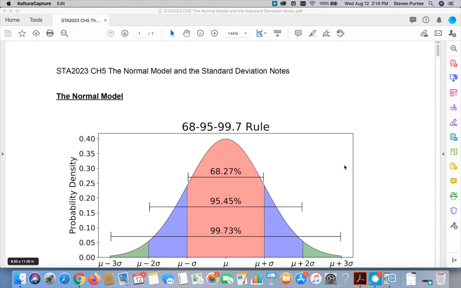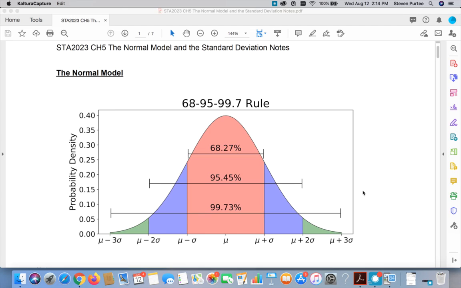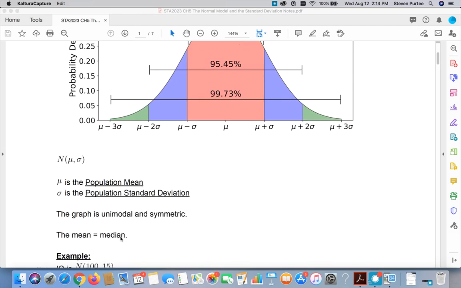Okay, here we're going to talk about the normal model or the bell curve, also known as the Gaussian distribution. You guys all know this shape. A lot of natural phenomena follow a bell curve. Test grades often follow a bell curve. Most people are right here. You have some that are really high and some that are really low.